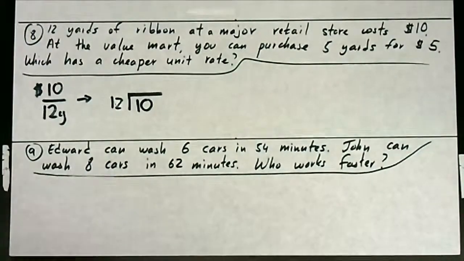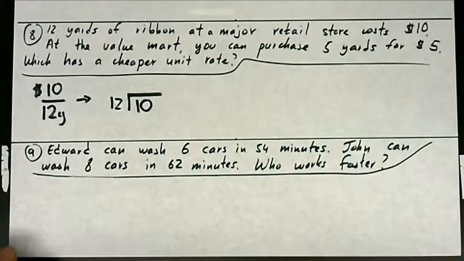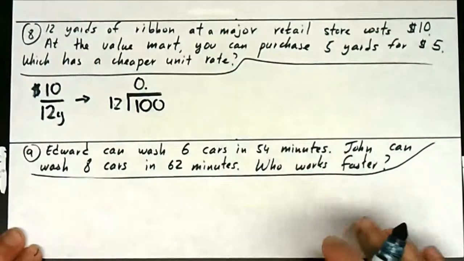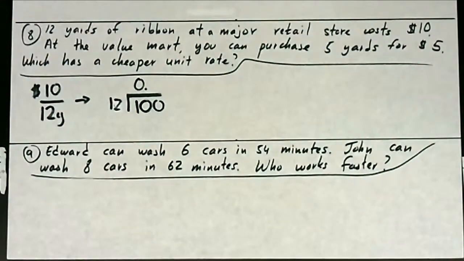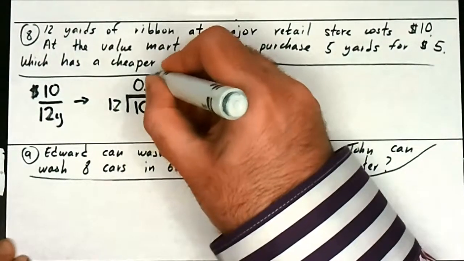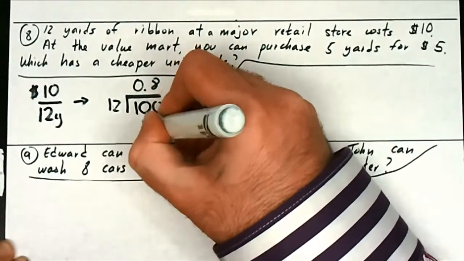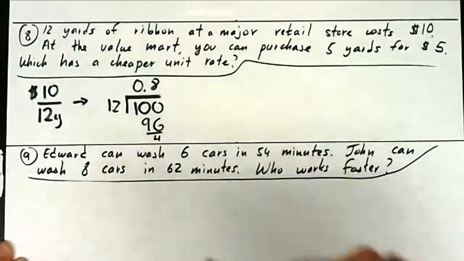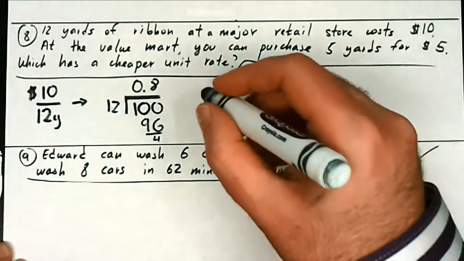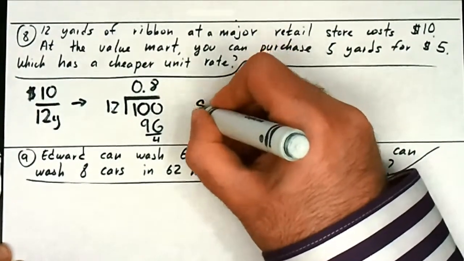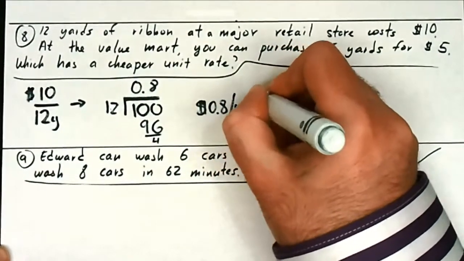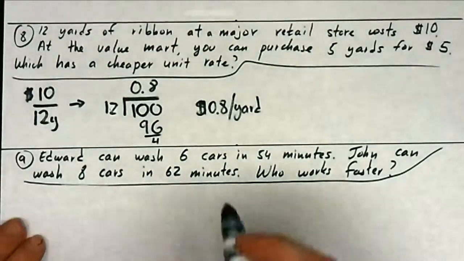So how many times does 12 go into 10? It doesn't, so I write a 0. How many times does 12 go into 100? 8. That gives me 96, and the remainder there is 4, but I'm not going to worry about that so much. That's good enough for me. 0.8 is good enough. So for the first store, my unit rate is $0.8 per yard. That's my first unit rate.